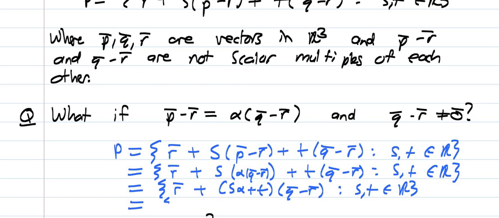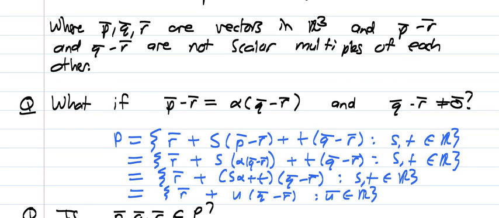And now, if S and T are real numbers, then S times alpha plus T is just a new scalar. Maybe we can call it U, times Q minus R, where U is a real number. So if we do this, then P will be the set of points of the form, U is a scalar, so it shouldn't have a line on top, R plus U, Q minus R, where U is a real number.